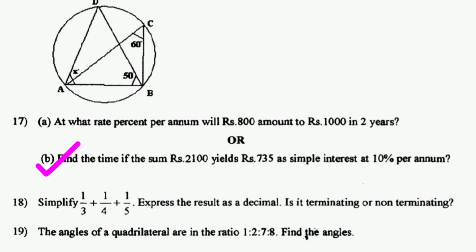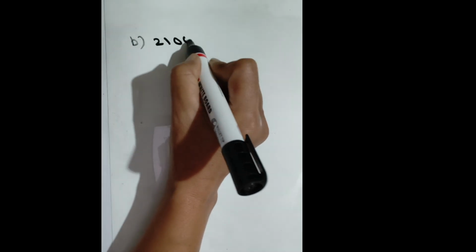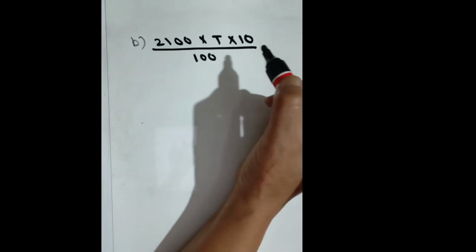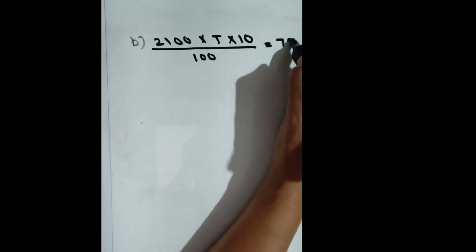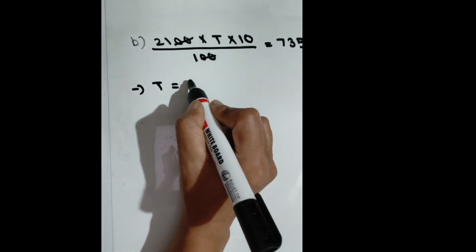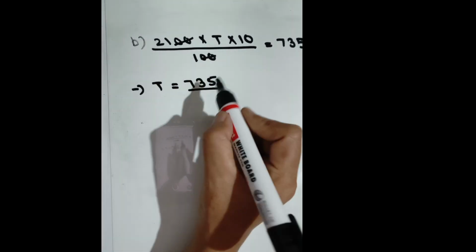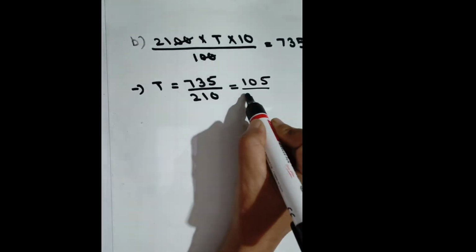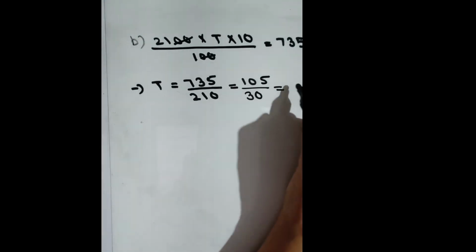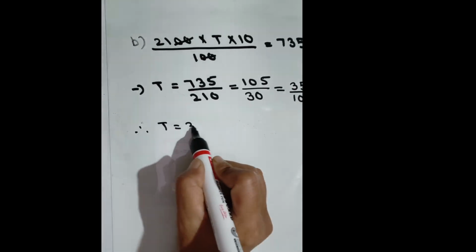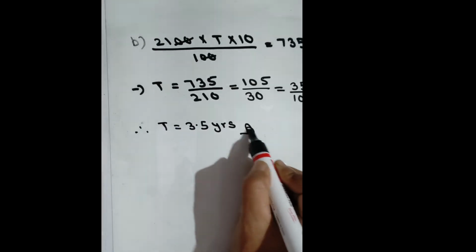The second part of this question is almost the same, but it is asking the time. Let's start. Again, interest is equal to PTR by 100, that is principal is 2100, time we don't know, and rate is 10%, which is equal to 735. So if you solve this, we get time is equal to 735 multiplied by 100 divided by 2100 times 10, which gives you 105 by 30. Again, if you solve it, you will get 35 by 10. That means time is equal to 3.5 years is your answer.